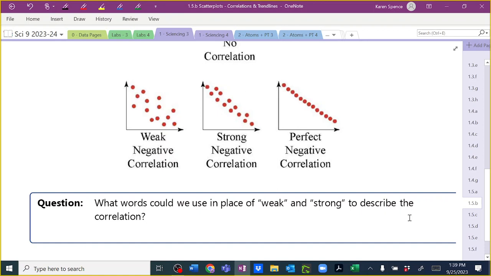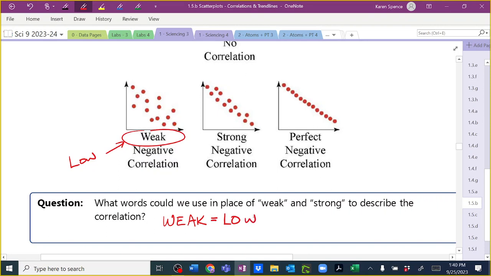What could we use instead of weak and strong? Instead of a weak negative correlation, we could also call that a low. And instead of strong, we could say high.